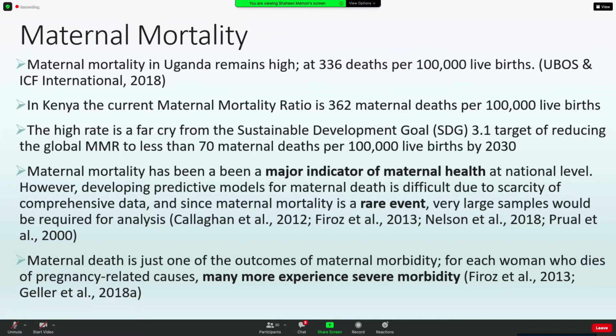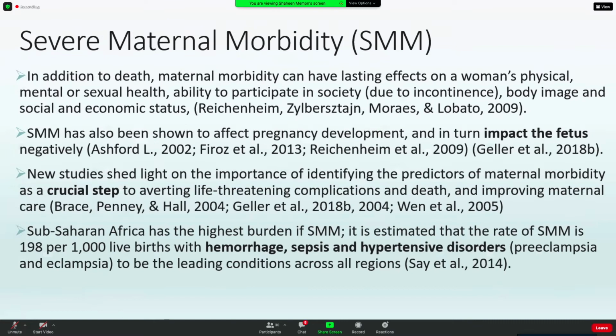Additionally, maternal death is just one of the outcomes of morbidity during pregnancy. For every woman that dies, 20 to 30 women actually suffer from severe maternal morbidity. Some studies even report 50 women per one maternal death suffering from a morbidity. Maternal morbidity can have lasting effects on a woman's physical, mental, and sexual health, ability to participate in society, body image, and socioeconomic status. It does not only affect the mothers, it has quite severe negative impacts on the fetus also.